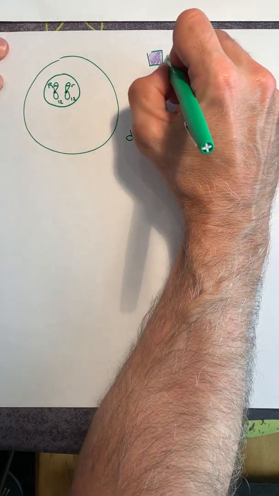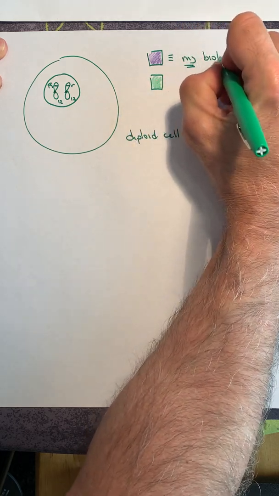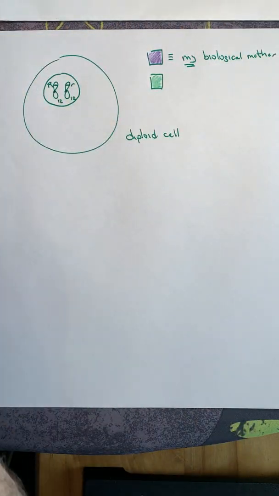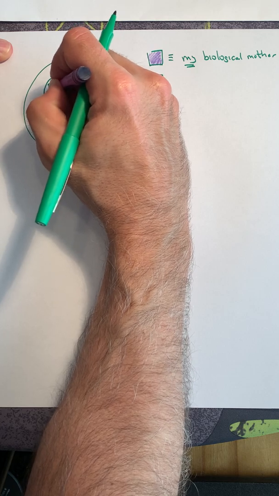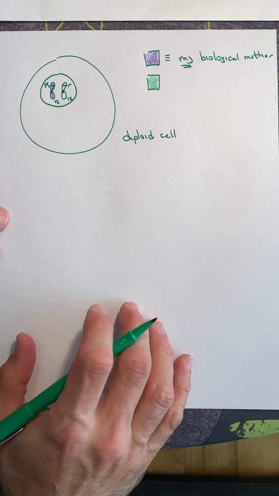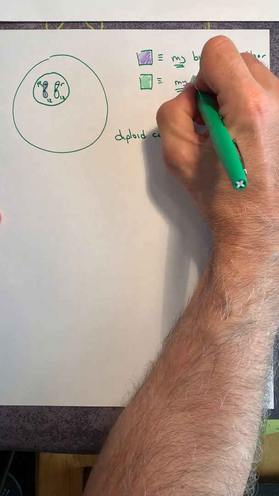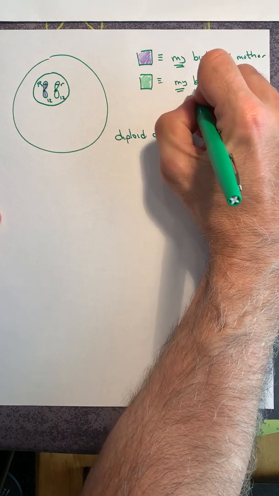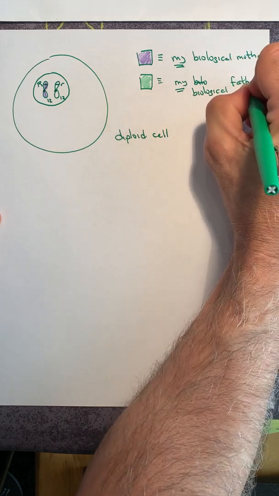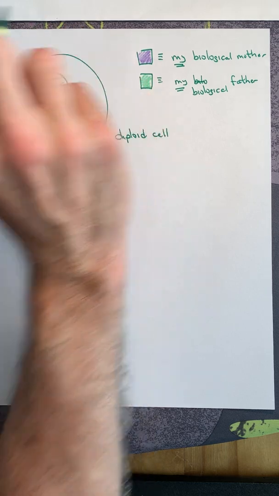So I'm going to define purple as my biological mother. This is the chromosome that I received from my biological mother. And then the other chromosome that I carry, this I received from my biological father, which I'm going to color as green, like such, okay?